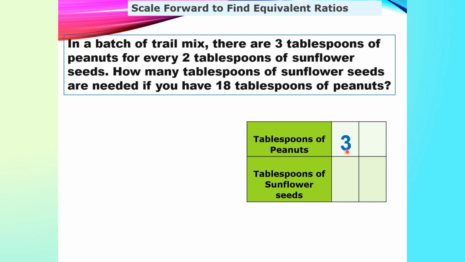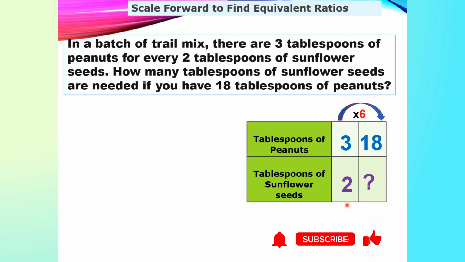We have 3 tablespoons of peanuts for 2 tablespoons of sunflower seeds. Now for 18 tablespoons of peanuts, how many tablespoons of sunflower seeds? We don't know. Let's find out. What can I do to 3 to get to 18? I can scale forward, so I can multiply by 6. 3 times 6 gives me 18.